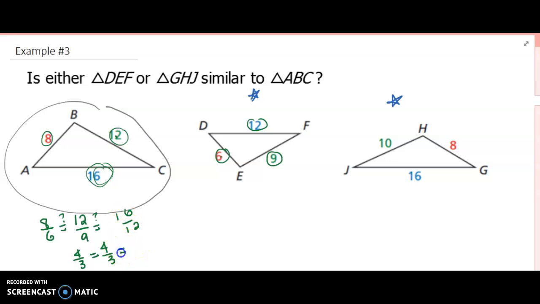And 16 over 12 goes to 4/3. So this, yes, is similar to triangle ABC. All right, so now I want to see if this next one is.